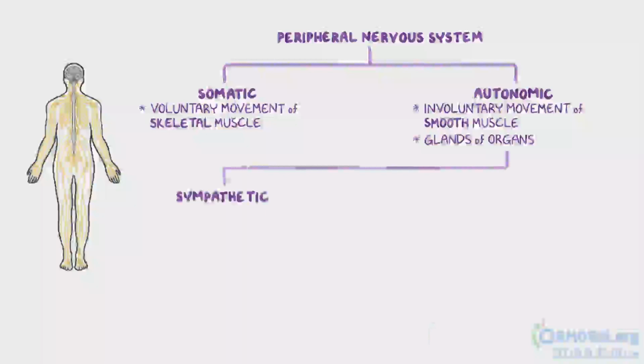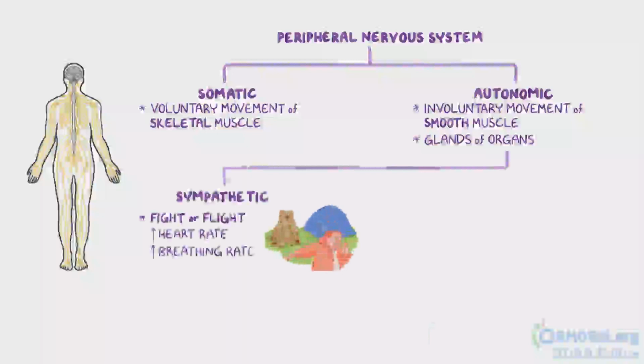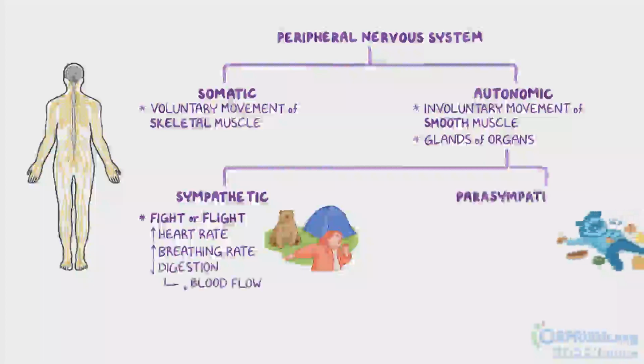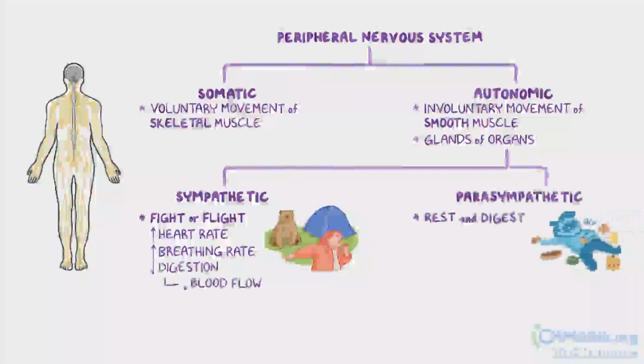The sympathetic nervous system is our fight or flight response. It increases heart rate and breathing rate while slowing down digestion through reducing peristalsis and constricting blood vessels to the gut to reduce blood flow. The parasympathetic nervous system is our rest and digest response, and it slows down heart rate and increases digestion by promoting peristalsis, gland secretion, and dilation of gut vessels for increased blood flow.